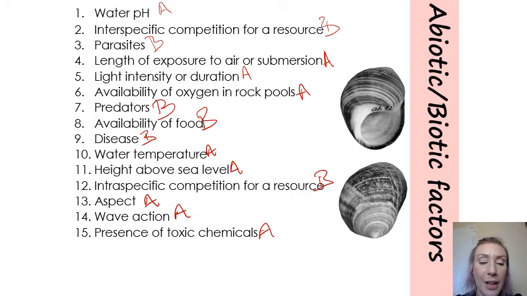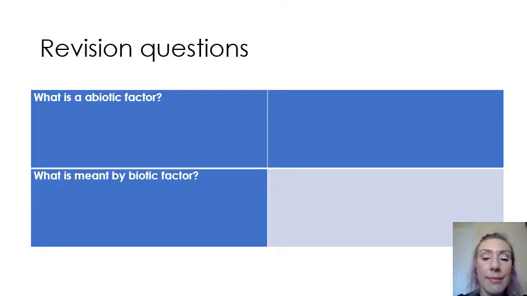So how did you do? I'm hoping close to 15 out of 15. Super work. Okay. Can you turn to the back of your student notes and can you please answer these two questions now with your new knowledge on biotic and abiotic factors? Can you put examples in there too? Okay, pause me and then come back and we'll check your answers together.